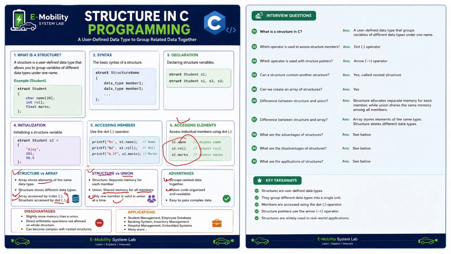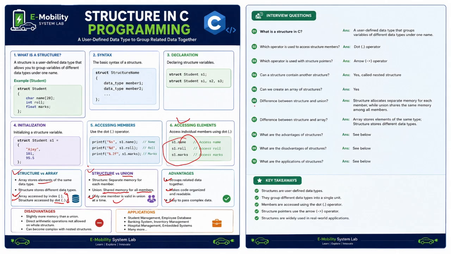Structures support different data types. Unlike an array, a structure can store variables of different data types in the same record. And the third advantage is passing complex data. You can pass an entire structure to a function instead of passing multiple variables individually. So these are big advantages of the structure.